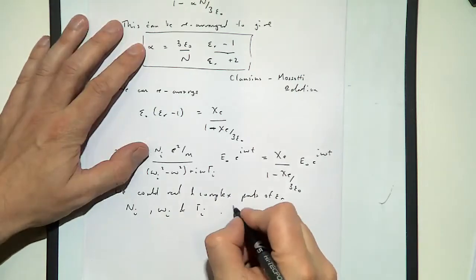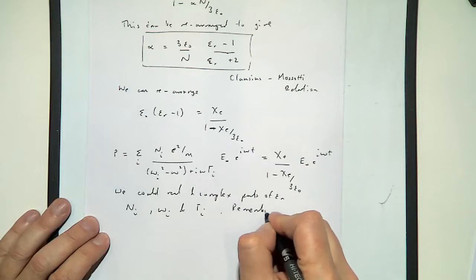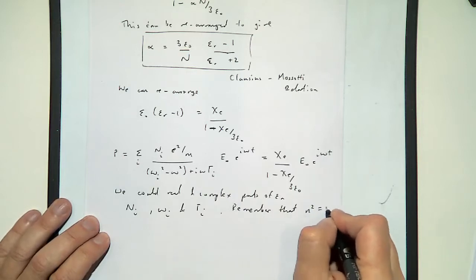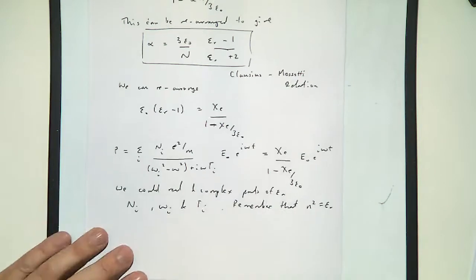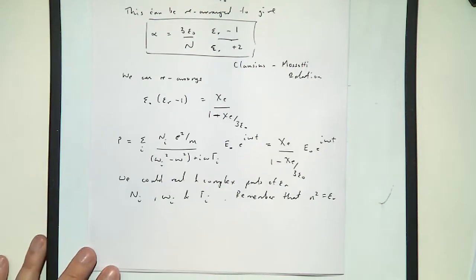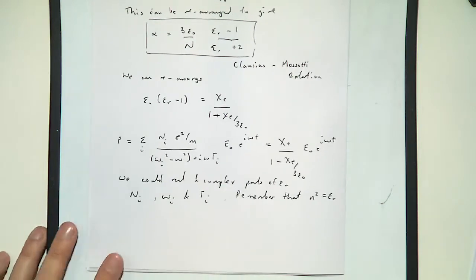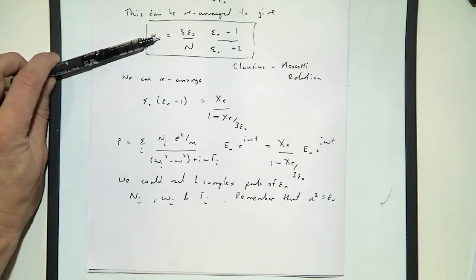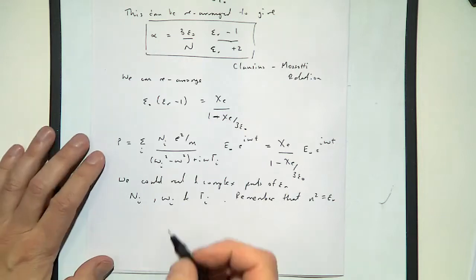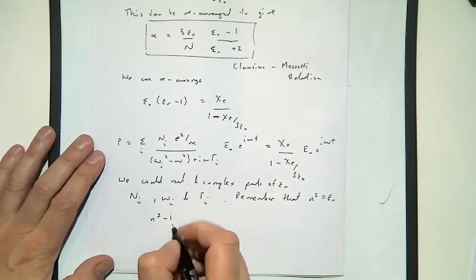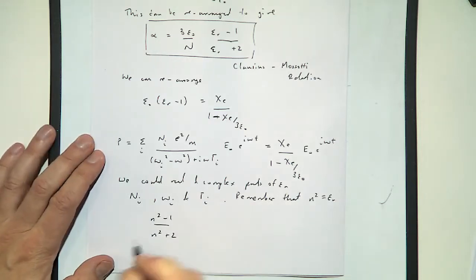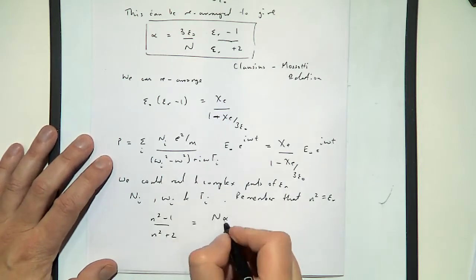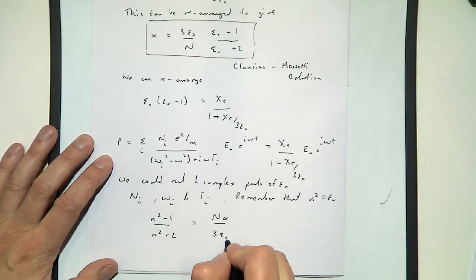And we also remember that n squared is equal to epsilon r for our non-magnetic material. So we can recast our expression above. So epsilon r has got a relationship with n. We can recast our expression above in another form, n squared minus 1 over n squared plus 2, a little bit of algebra, but you can see where it's coming from, equal to n alpha over 3 epsilon naught. Okay?